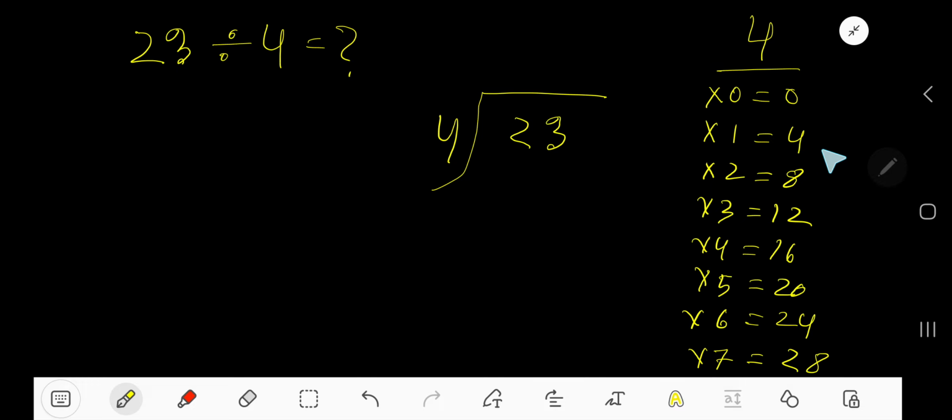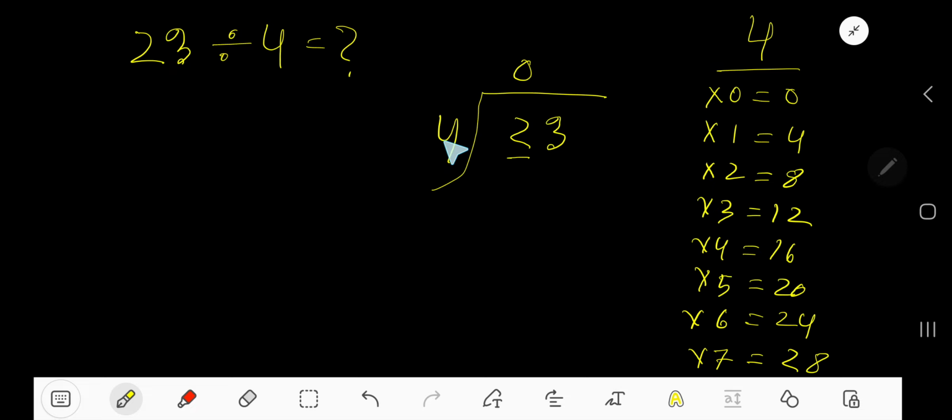0 plus 4, 4. 4 plus 4, 8. 8 plus 4, 12. 12 plus 4, 16. 16 plus 4, 20. 20 plus 4, 24. 24 plus 4, that gives us 28. This process will continue. 4 goes into these two how many times?